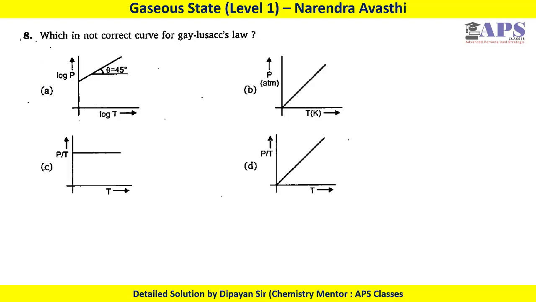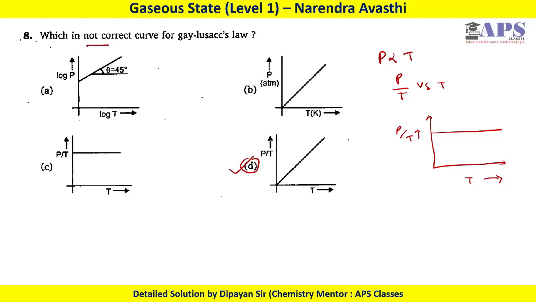Next, question number 8. According to Gay-Lussac's law, P is directly proportional to T. Okay, so if we plot P by T versus T, it will obviously give a straight line which is parallel to x axis. Okay, so we have to find the not correct one. Directly we can say that option D is incorrect.